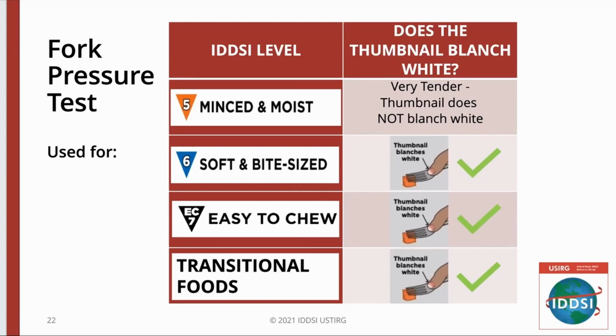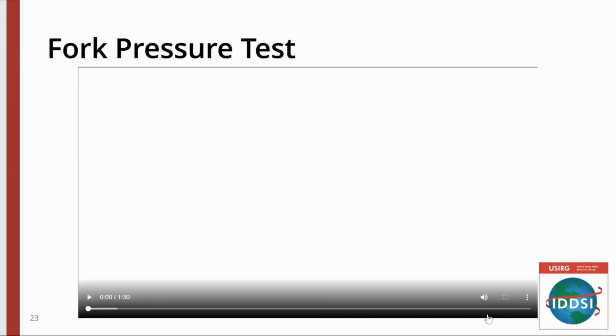But for the soft and bite-sized level 6, you are using enough pressure on the fork to make the thumbnail blanch white. You also use enough pressure to make your thumbnail blanch white when testing easy to chew level 7 and a transitional food sample. Let's take a look at a video that demonstrates the fork pressure test using cooked broccoli. This shows great examples of how a chopstick or fingers can also be used for the same type of pressure test.